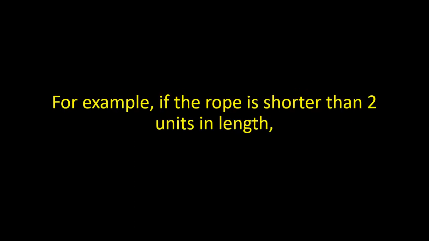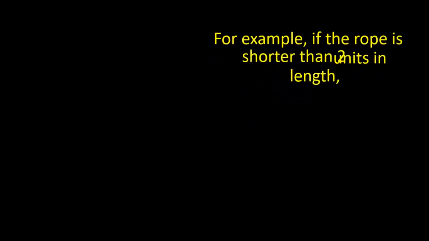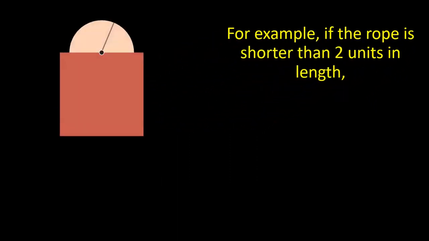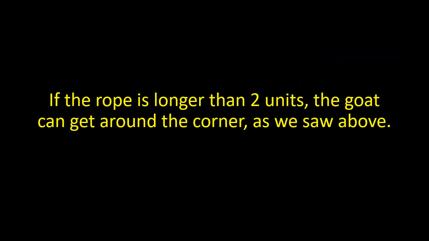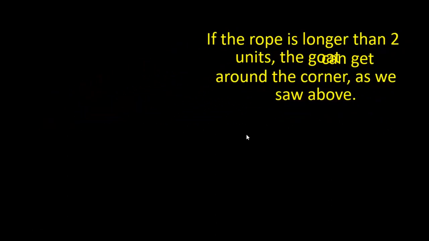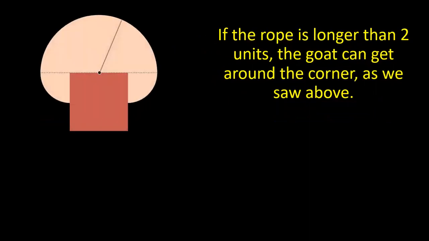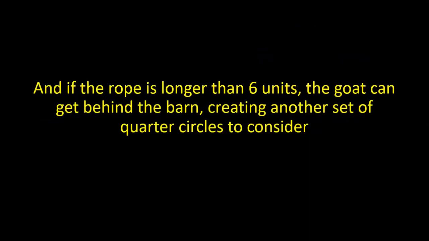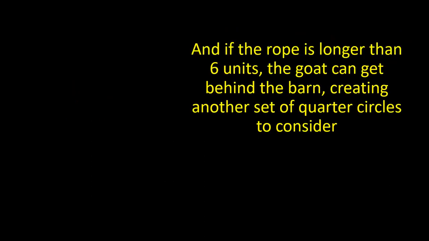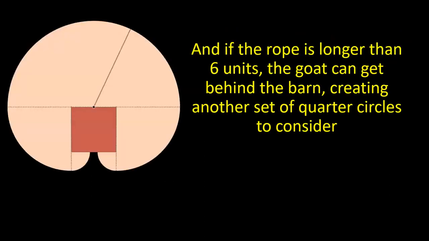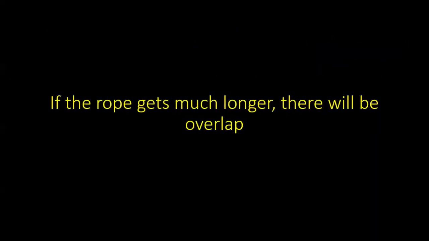For example, if the rope is shorter than 2 units in length, the goat stays on the front side. If the rope is longer than 2 units, the goat can get around the corner as we saw above. And if the rope is longer than 6 units, the goat can get behind the barn, creating another set of quarter circles to consider. If the rope gets much longer, there will be overlap.